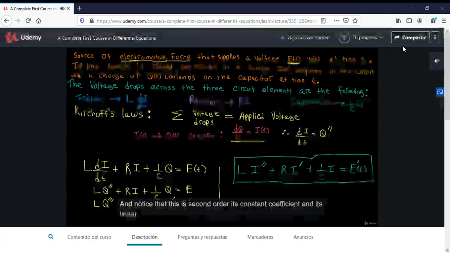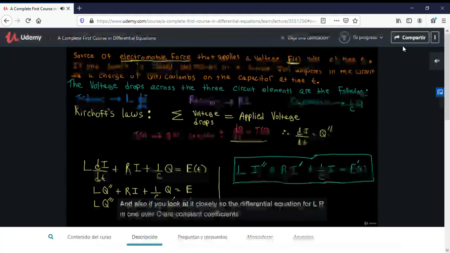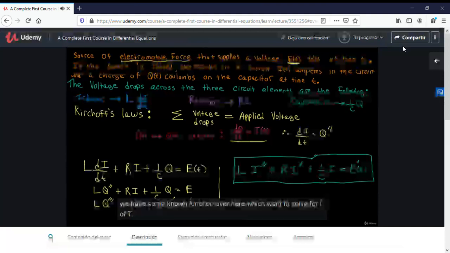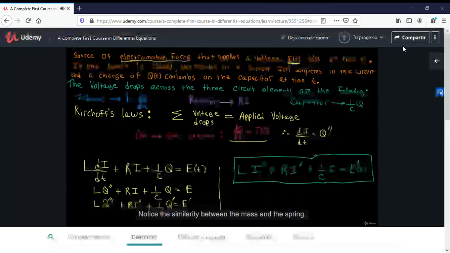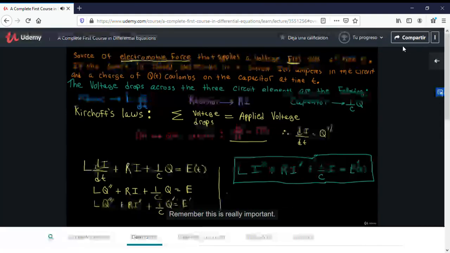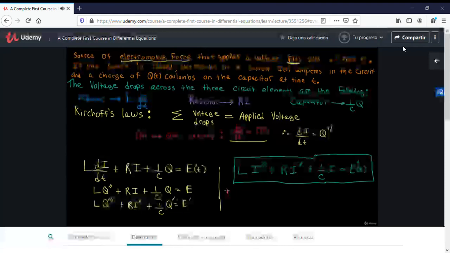Now notice that this is second order, it's constant coefficient, and it's linear. And also, if you look at it closely, it's a differential equation for I, where L, R, and 1 over C are constant coefficients, and we have some known function over here. So we just want to solve for I of t. Notice the similarity to the mass on a spring. So remember, this is really important.